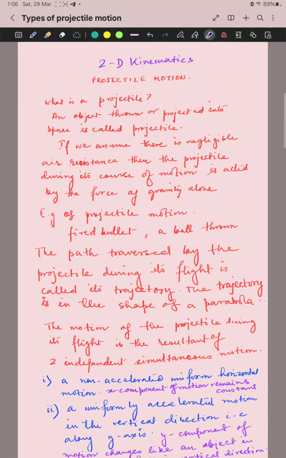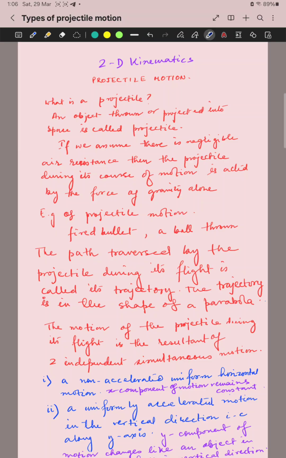Hi students, today in this video I am going to cover a very important and interesting topic from 2D kinematics, which is projectile motion. So we are going to analyze the motion of the projectile in the xy plane.